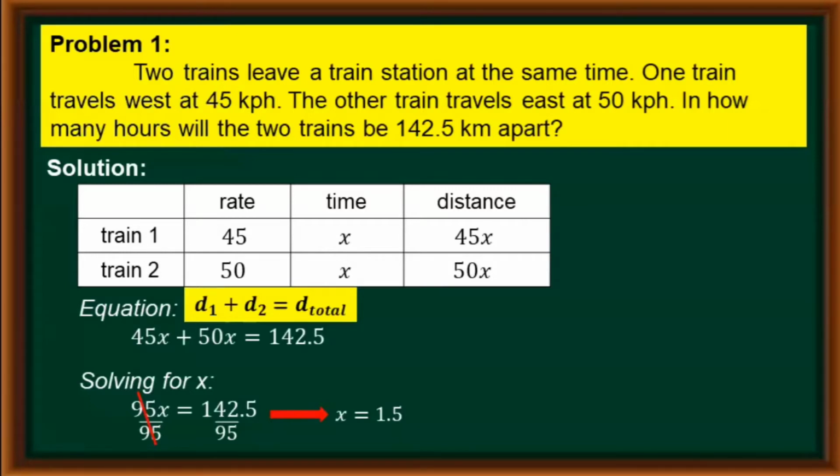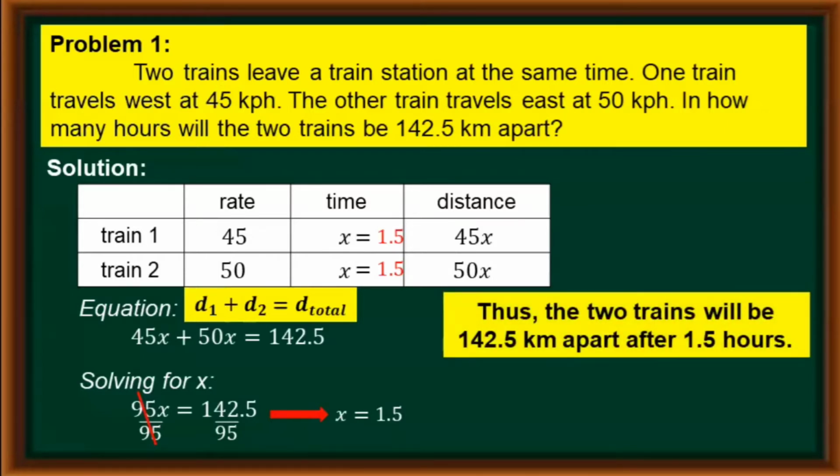Going back in our table, we know that x represents the time that the two trains will be 142.5 kilometers apart. It means that after 1.5 hours, train 1 and train 2 will be 142.5 kilometers apart. So we state now our final answer to this problem. Thus, the two trains will be 142.5 kilometers apart after 1.5 hours, or 1 hour and 30 minutes.